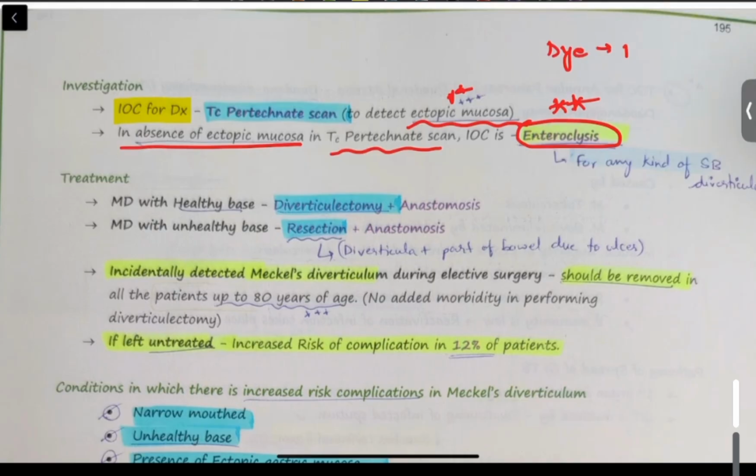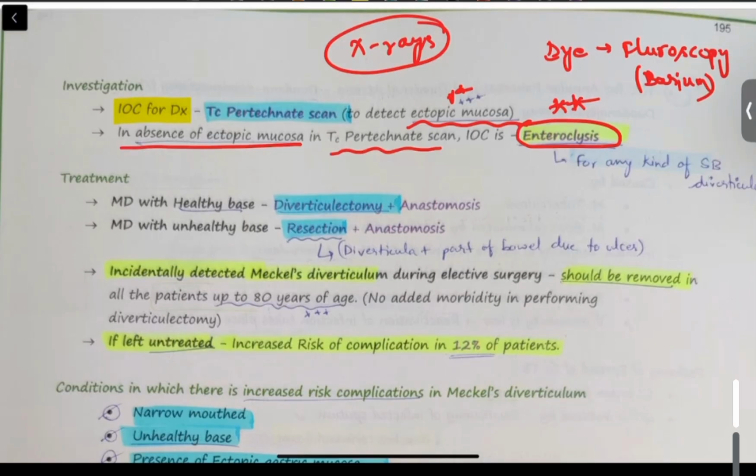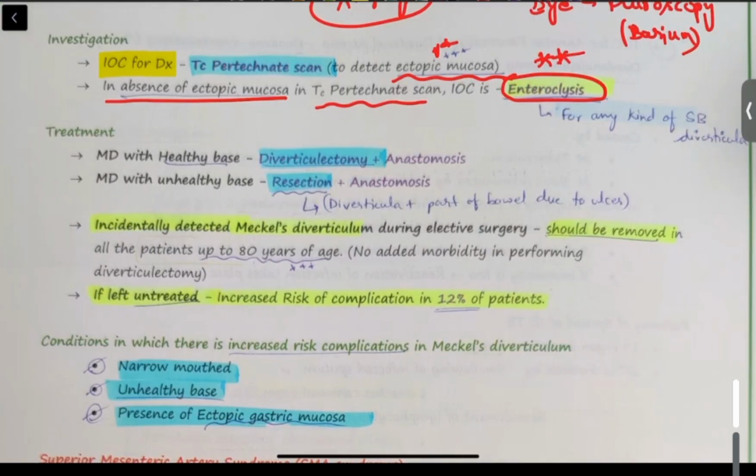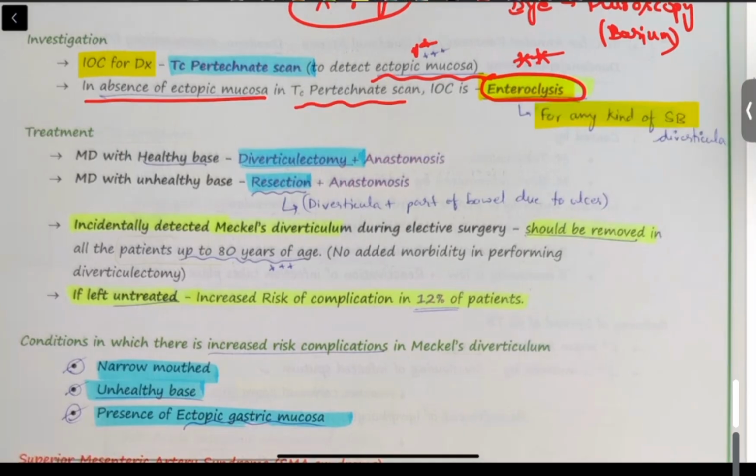This is similar to fluoroscopy. Barium is usually injected. So barium is injected, and since barium can be seen on X-ray, we will take serial X-rays. So we inject a dye and we take serial X-rays, and that will lead to visualization of whatever the mucosa and intestine is there. So that technique is called enteroclysis, and this is usually done for any kind of small bowel diverticula.